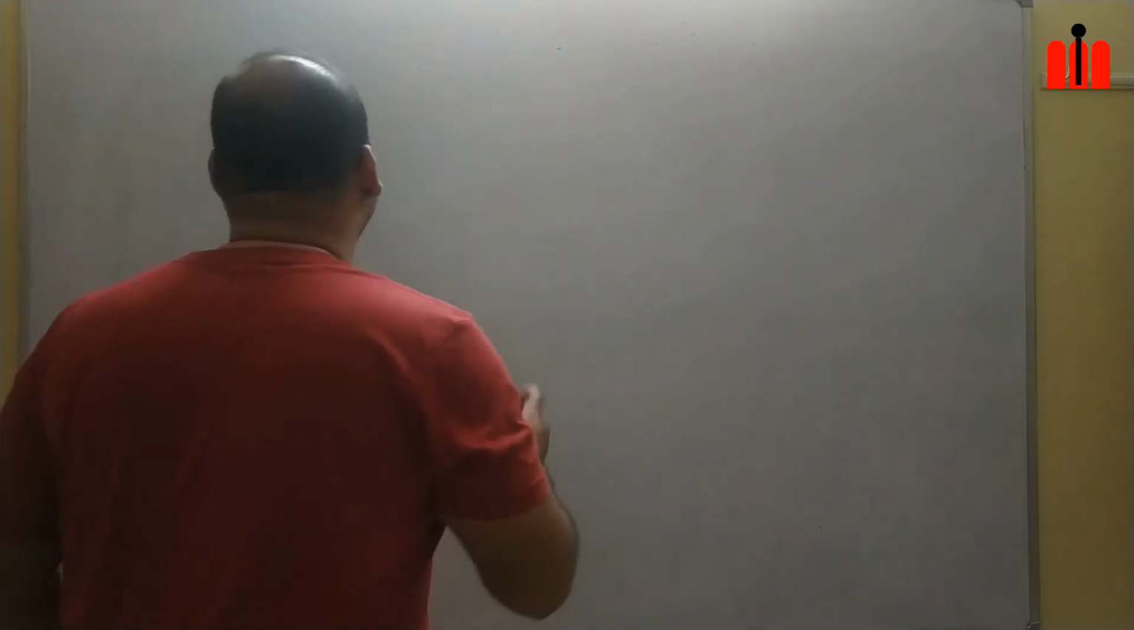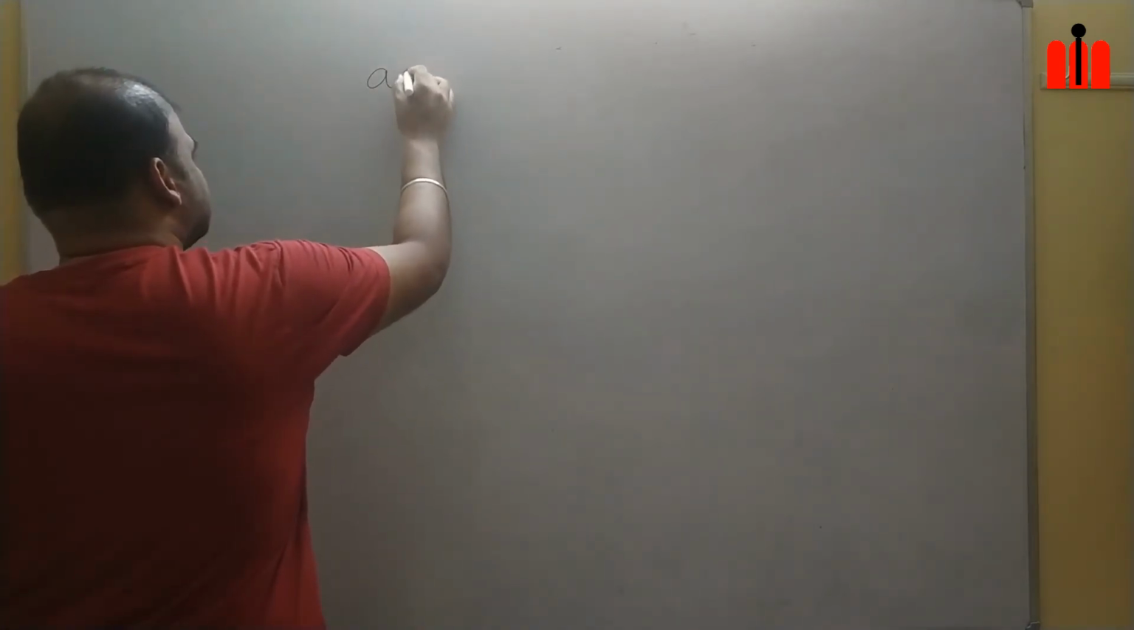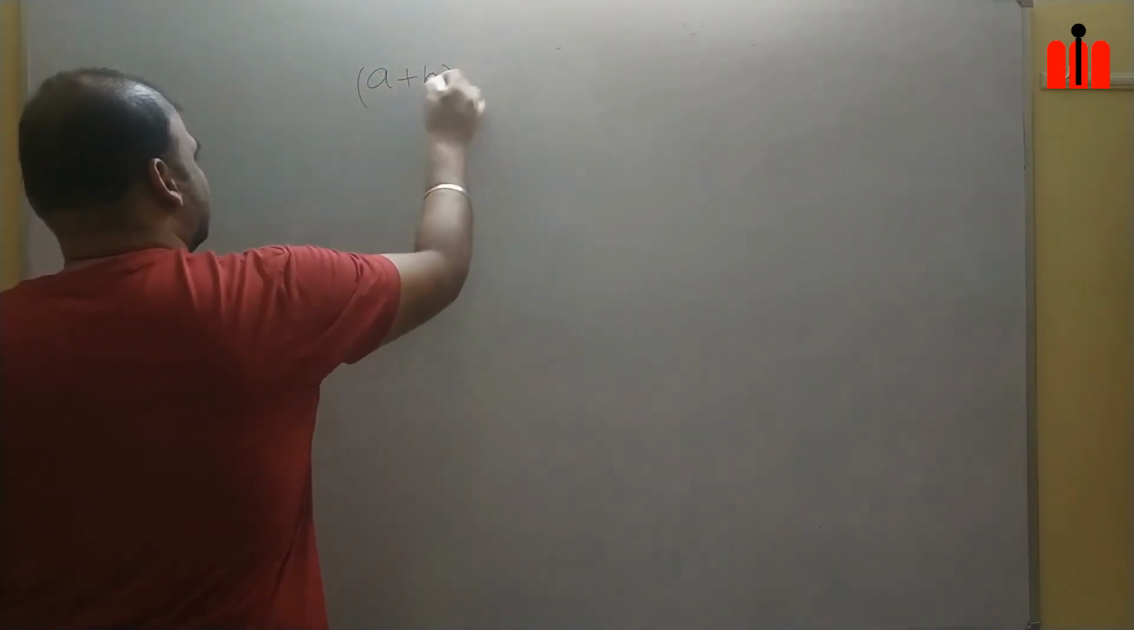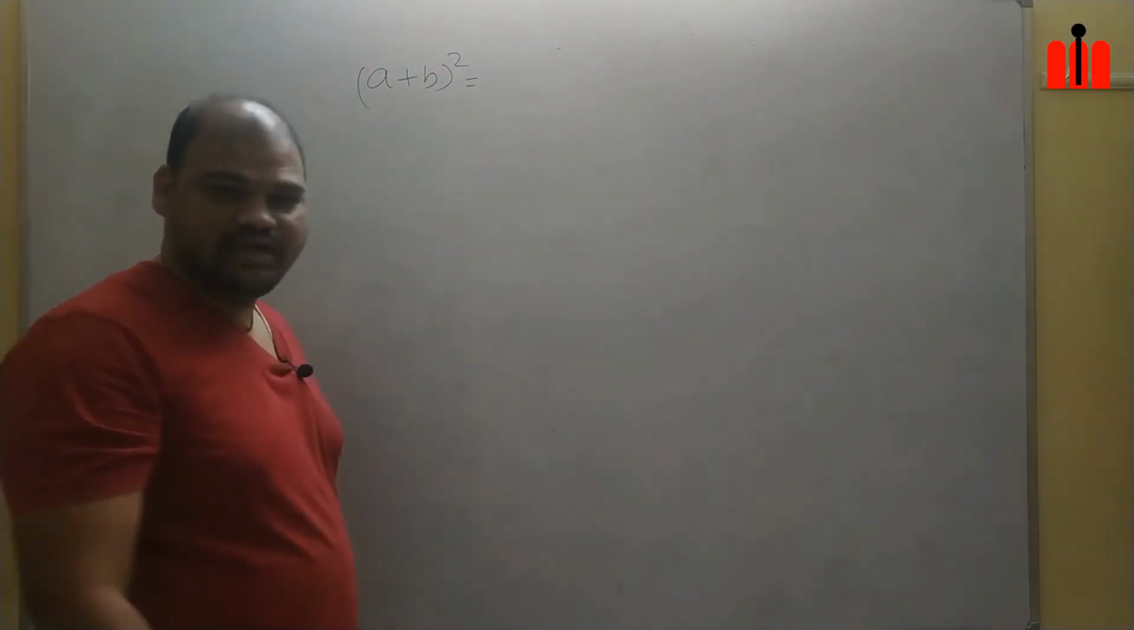Okay, let's move on to section number 4. In this section, we will learn about some formulas, and at last we will learn about Pascal triangle. So first we will learn about some formulas. The first formula we will see is a plus b whole square.